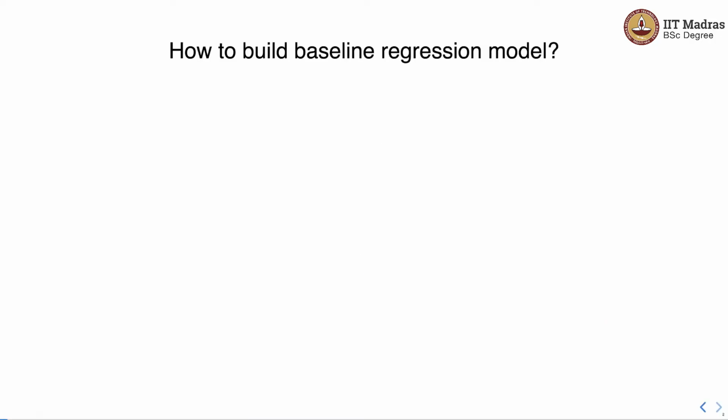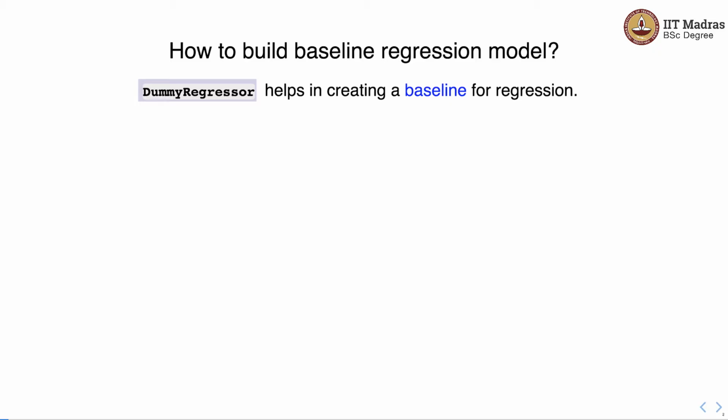We start our discussion by building what is called a baseline regression model. As you know, any baseline model helps us generate a reasonable baseline based on some kind of common sense prediction. sklearn implements a DummyRegressor class that helps us in creating a baseline for regression.